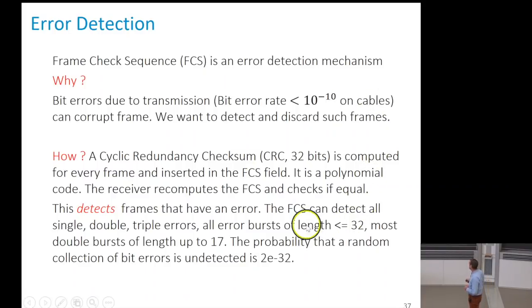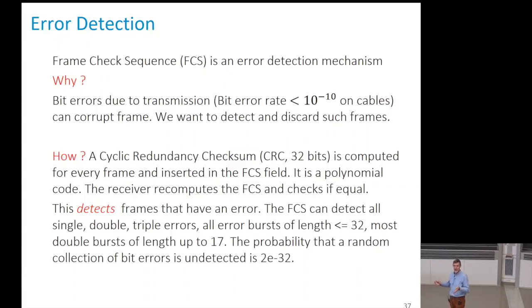It can detect frames that have up to 3-bit errors. Right? So if you flip a few bits inside the frame, it will certainly detect it. If you flip a large number of bits, then, because the code has 32 bits, there is a probability of 2 to the minus 32 that the error that you created corresponds to a correct checksum. And so with the probability that is given here, 2 to the power minus 32, you will not detect the error.